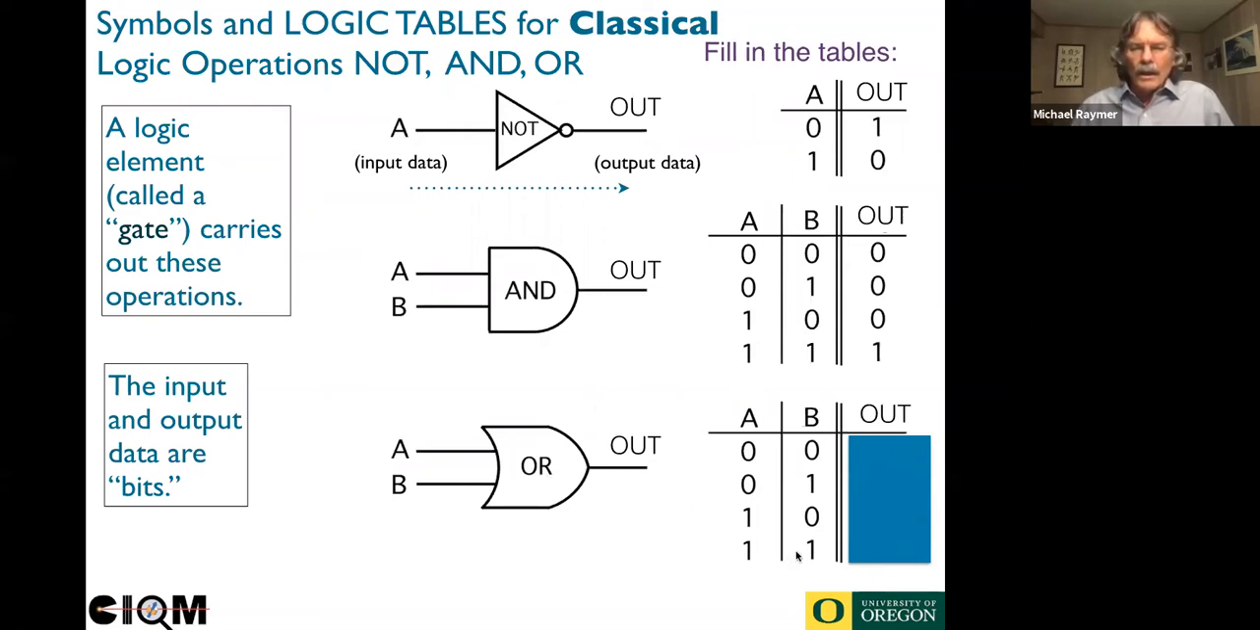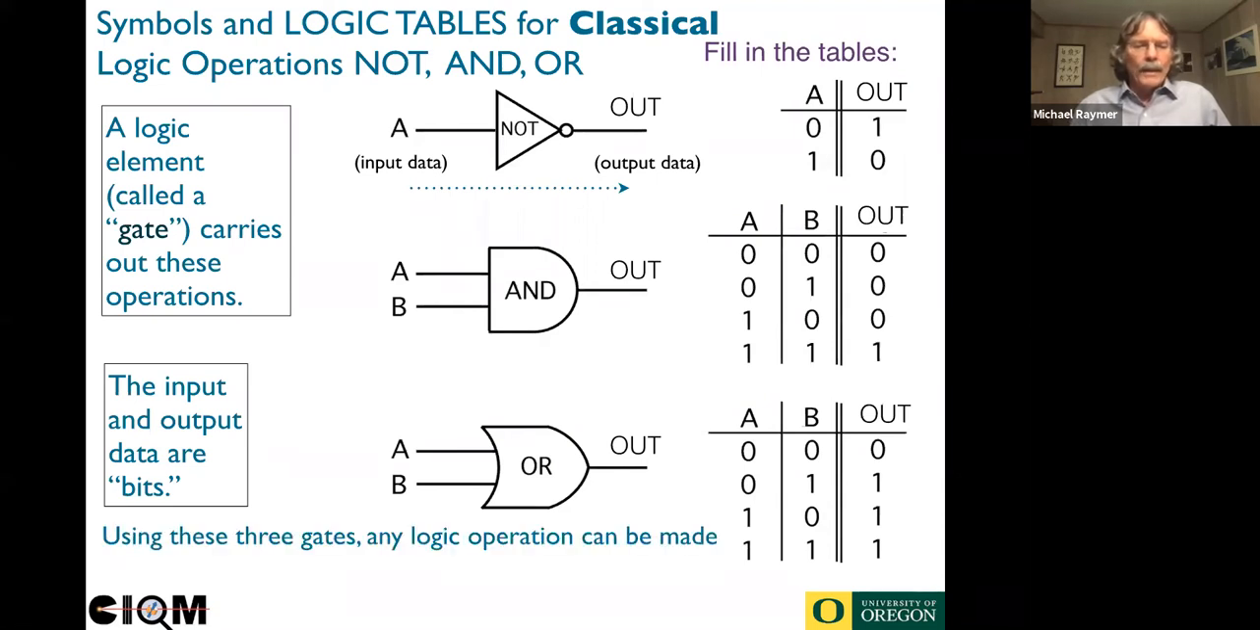So the OR gate, it should be called the either OR gate because it gives a 1 if either A or B or both. It should be called the either or both gate. Okay, so with these three gates, any logic operation can be made. Any digital computer can be constructed just with these simple operations.